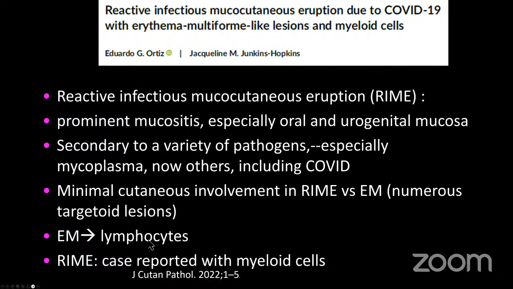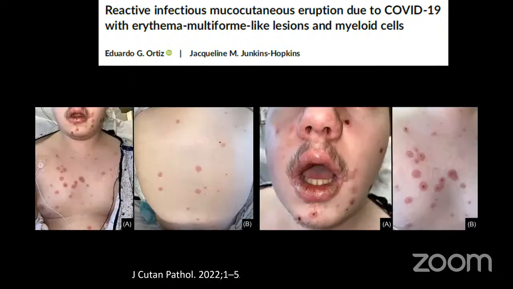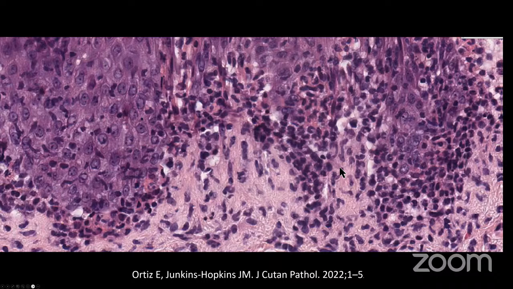But with erythema multiforme, there are lymphocytes. But in Lyme, at least in my experience, they've been more myeloid. So here you have the classic mucositis. It's usually in young people, with just scattered erythema multiforme-like lesions. And then here you see this brisk interface reaction, but these are almost like histiocytes. They're histiocytoid because they have the pink cytoplasm of a neutrophil.